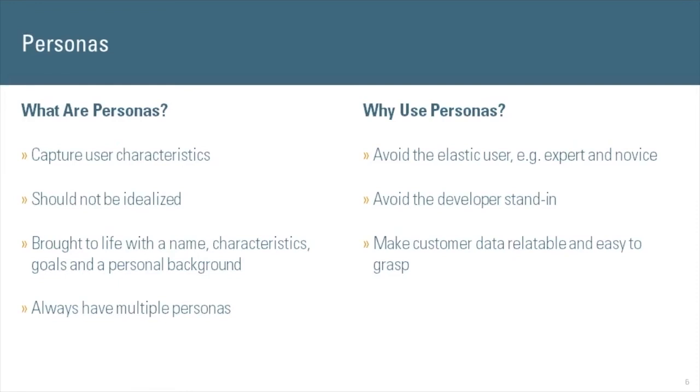So we use personas to, like I said, avoid the elastic user that fits your narrative, but no, it's not a real user. Maybe you are a designer and you want to use this new fancy technology when an older technology would be better, and you design your route user around it instead of basing it on the user data. And this is to avoid these kinds of instances.